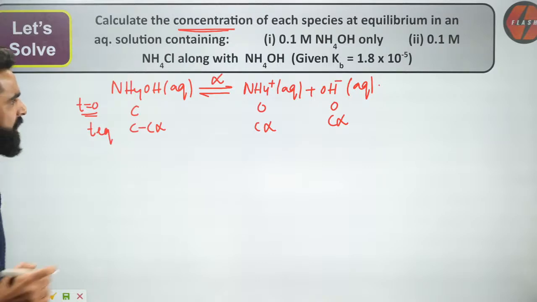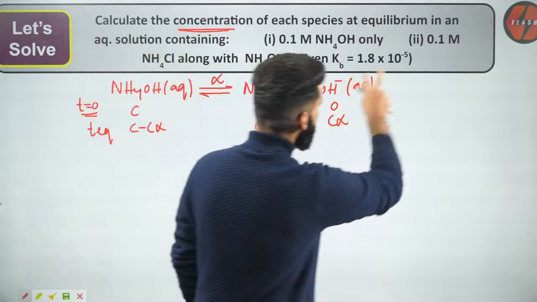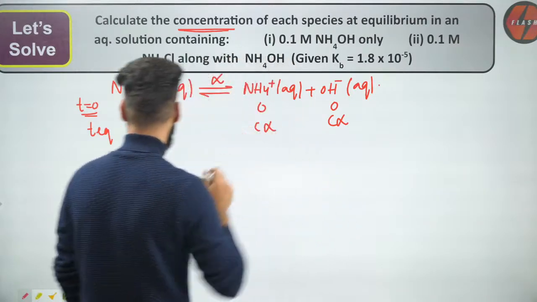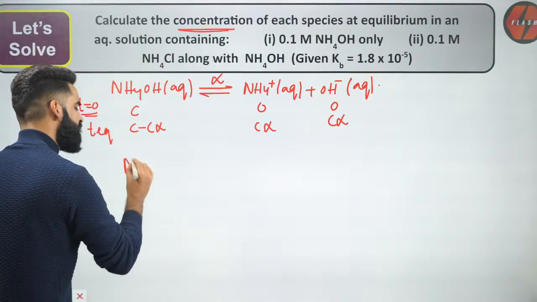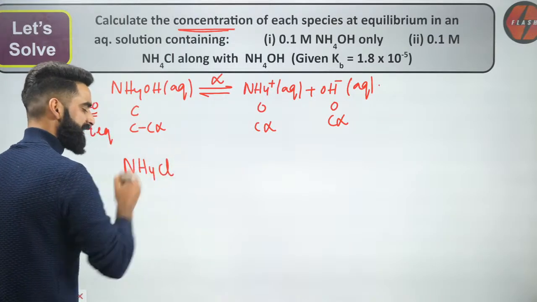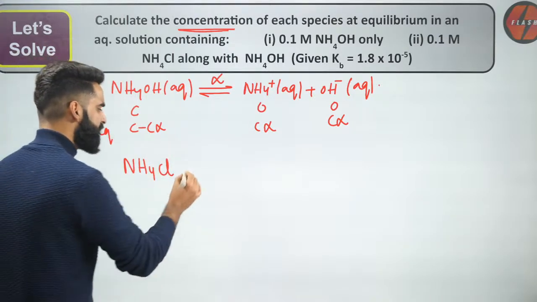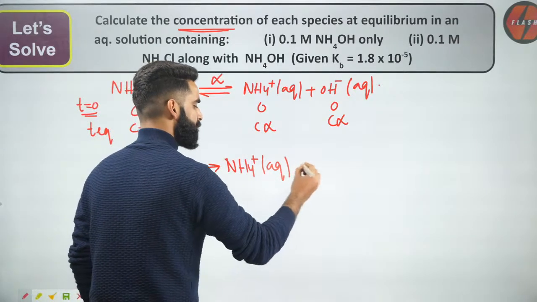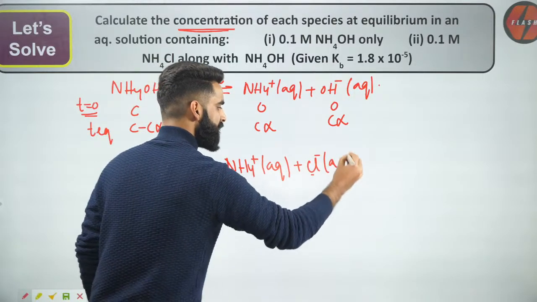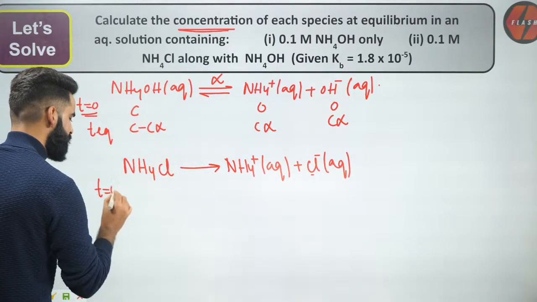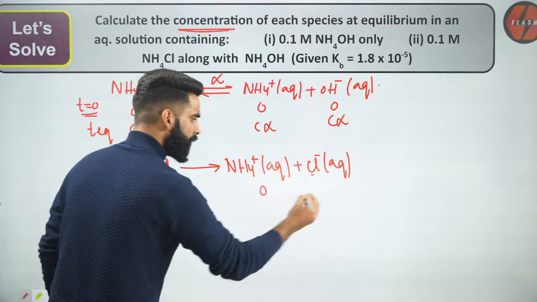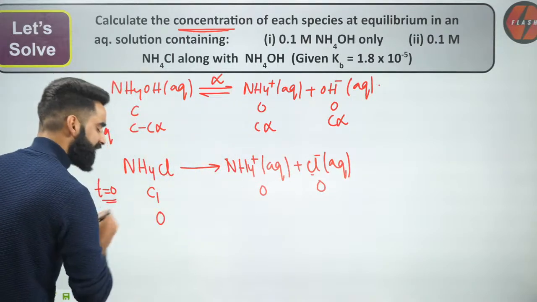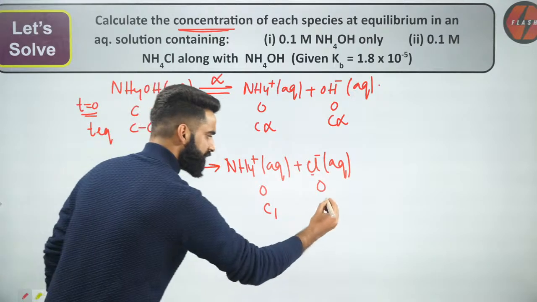Now what is given in the question? In this NH4OH, I'm adding 0.1 molar NH4Cl. I'm adding NH4Cl in the same container. NH4Cl is a strong electrolyte, so it will get completely dissociated into its ions: NH4+ aqueous plus Cl- aqueous. Let's assume the concentration of NH4Cl is C1, and the ions are 0. Since it is a strong electrolyte, it dissociates completely, so I'll be left with nothing. So this is going to be C1, and this is going to be C1.